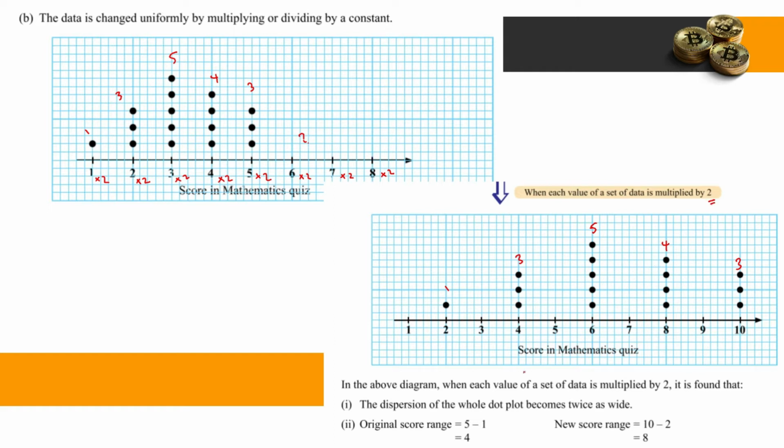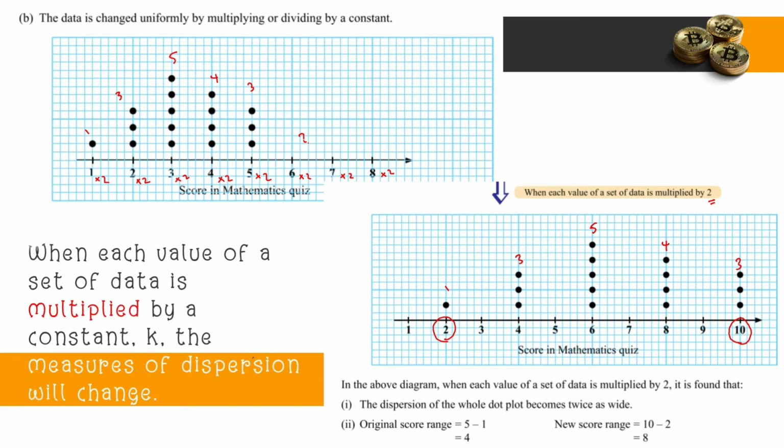Okay, so what happened? The original score range is 5 minus 1 equals 4. But for the new score range, the maximum value is 10, and then minus the minimum value, which is 2. So that gives you 8. So that's why when each value of a set of data is multiplied by a constant k, the measure of dispersion will change.